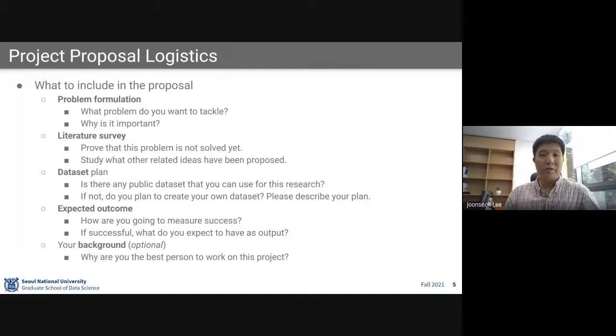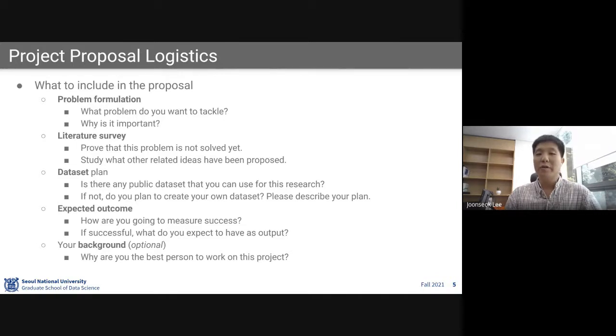And this is what I expect from the proposal logistics. In the proposal, I would like to ask you to include all of these things. First of all, the problem formulation. What problem would you like to solve? Or why is this important? Both of these are important: why this problem matters, and what exactly is the problem you are going to solve.